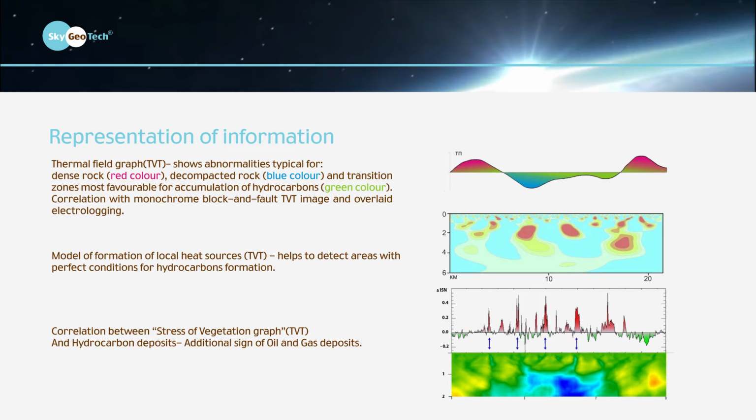And this is the stress of vegetation graph, also built with the use of TVT technology. It shows us its correlation with outcomes of hydrocarbons. We can see that vegetation is stressed in the spots where oil and gas come out. It's one more additional sign of oil and gas deposits.